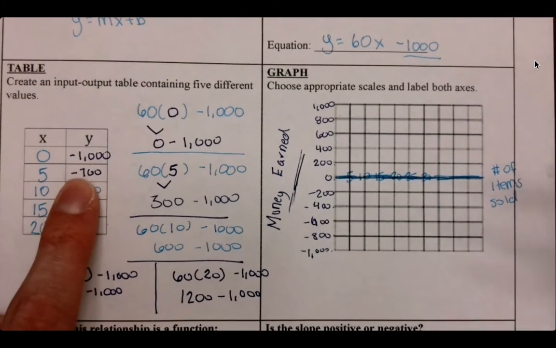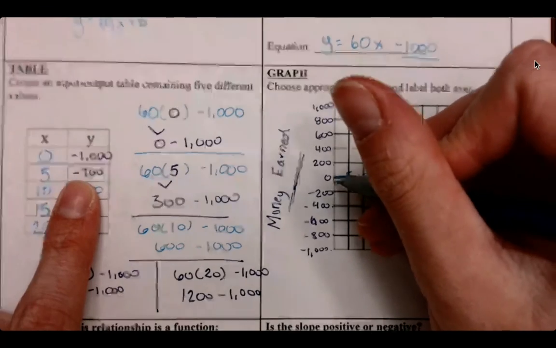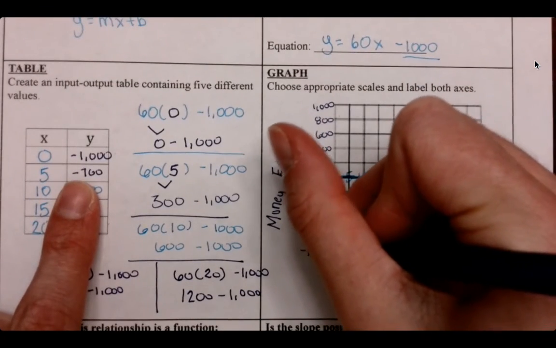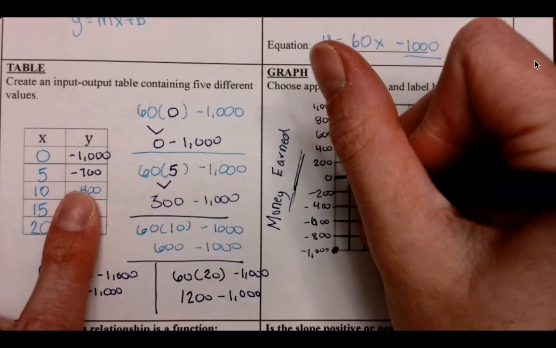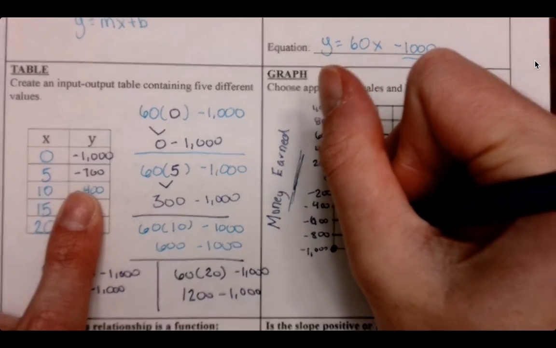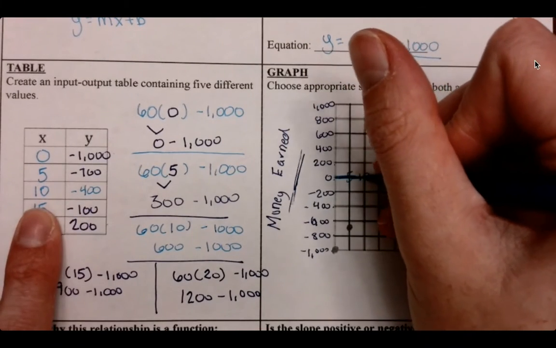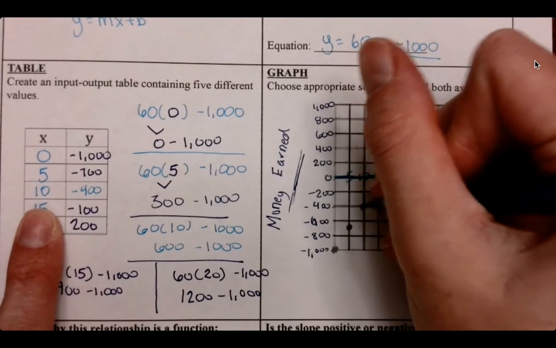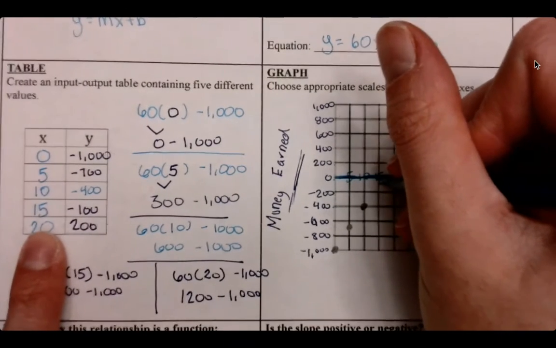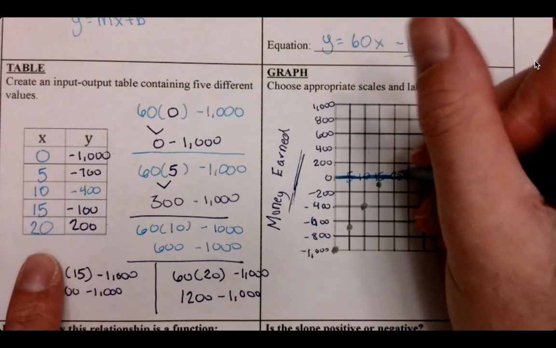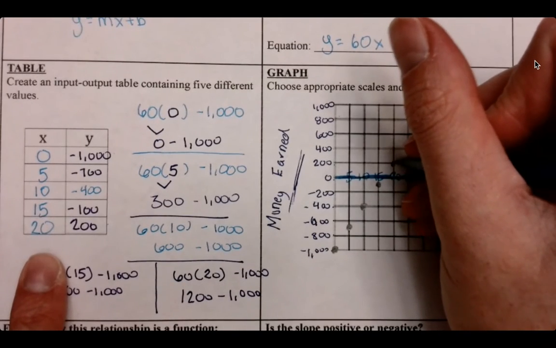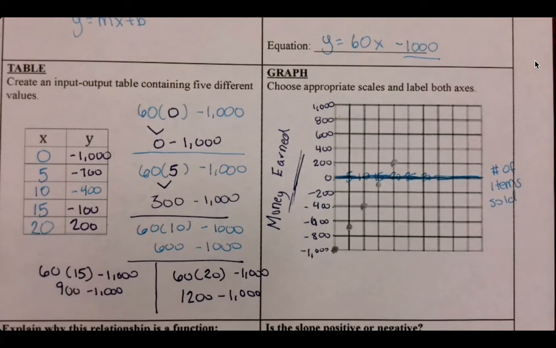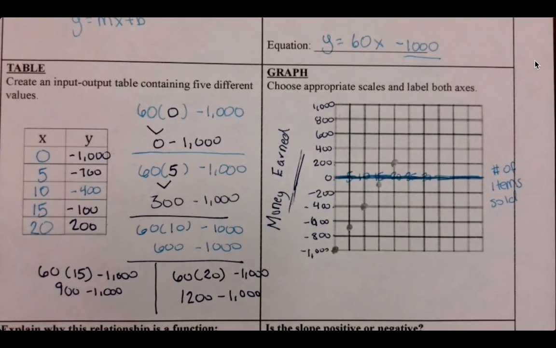So I have 0 and negative 1,000. Well, 0 on the x-axis, negative 1,000 would be down here. Then 5 and negative 700 would be here. 10 and negative 400 would be here. 15 and negative 100 would be here. And 20 and positive 200 would be there. And you could probably keep following that same slope, right? If you wanted to. Totally up to you. But that's kind of what our line would look like.